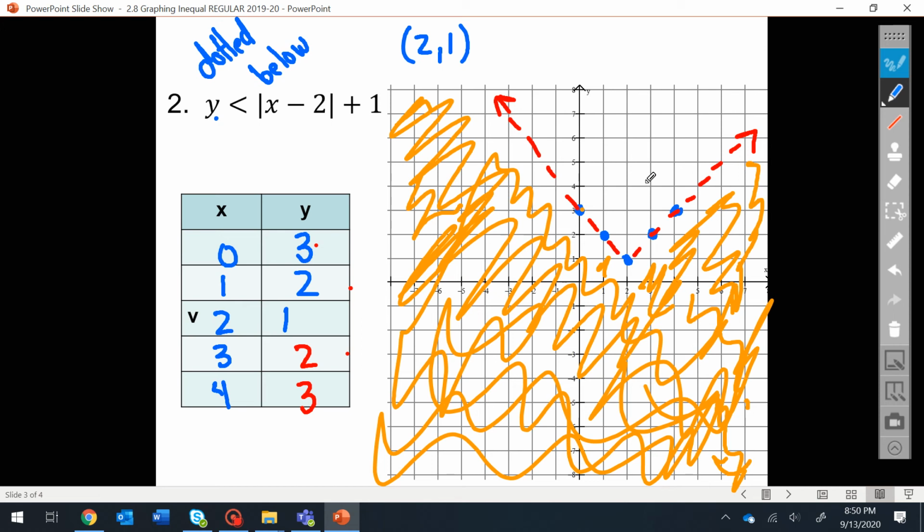And just for good measure, let me check an ordered pair. I'm going to check the ordered pair 0, 0 to see if it is indeed a solution. So 0 less than absolute value of 0 minus 2 plus 1. So 0 is less than absolute value of negative 2 plus 1. So 0 is less than 2 plus 1. 0 is less than 3. That is correct. This is in the right area, so I've shaded the correct region.